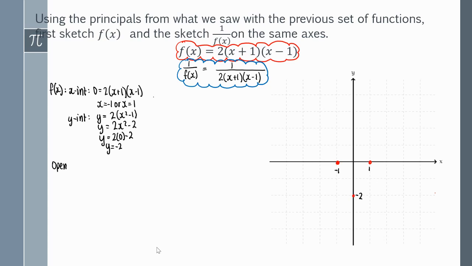I also know that f of x is a parabola. If it's 2x squared minus 2, the number in front of the x squared is a 2. That will mean it will open upwards, or is concave up.